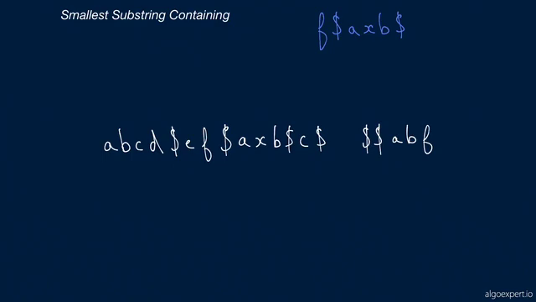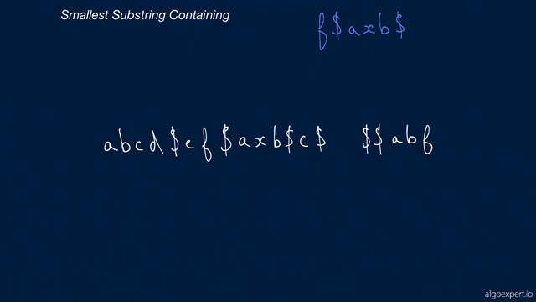So the question gives you two strings, a big string and a small string. In the example in front of me, this is going to be the big string and this is going to be the small string here. And you have to find a substring in the big string, and more specifically, the smallest substring in this big string that contains every character found in the smaller string.